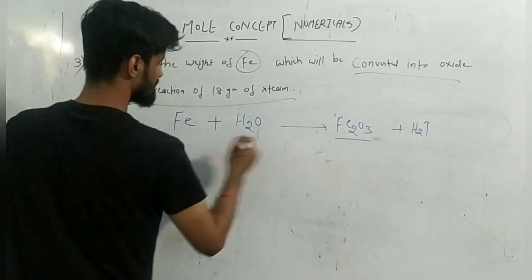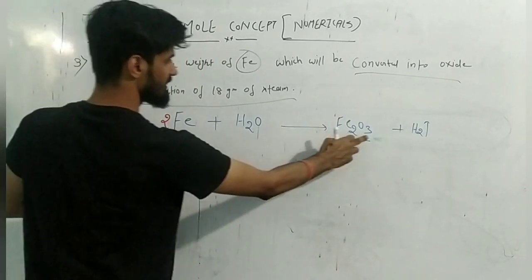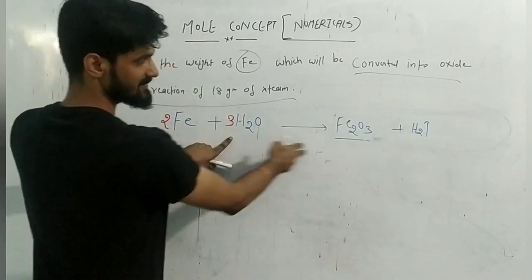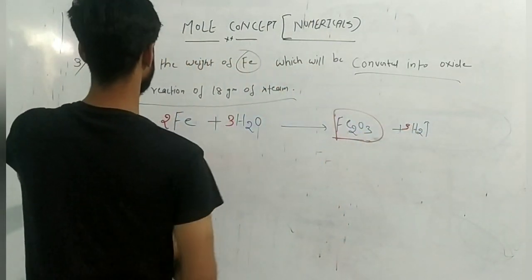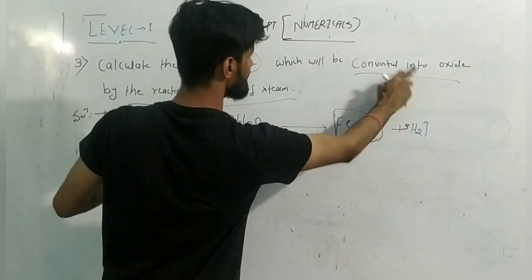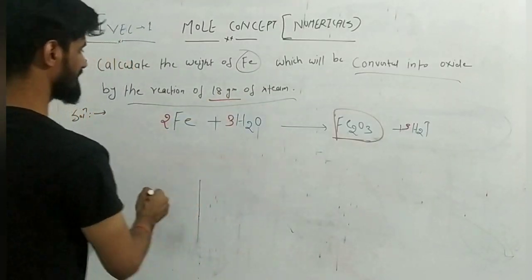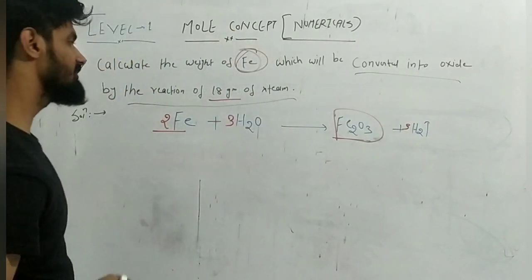Here Fe is 2, so multiply it with 2. Now here hydrogen is 2, it's okay. Oxygen here is 3, so multiply with 3. So hydrogen is here 6, so multiply with 3 here. Now understand these things. The question is asking to calculate the weight of Fe which will be required to convert into oxide by 18 gram of steam. The question is asking about the weight of iron. How much iron will be required?